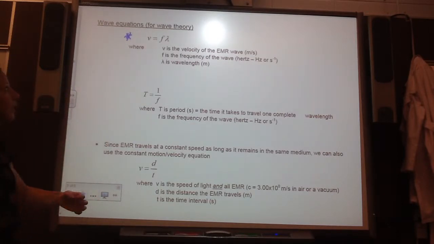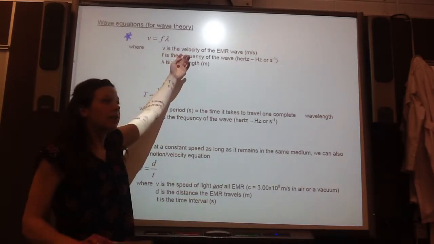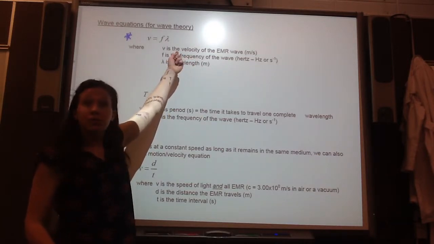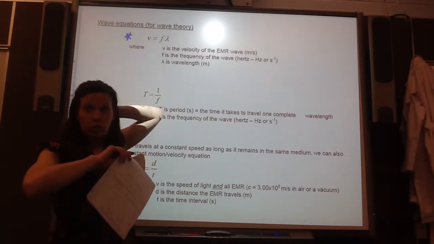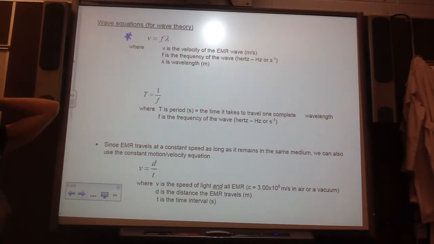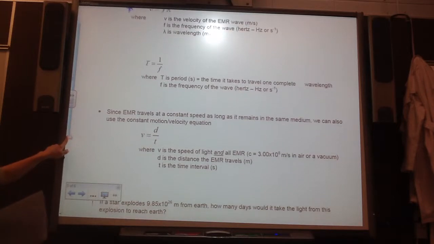Our V is velocity, and generally, always, unless it's giving you an experiment where you have to find the speed of EMR, you use V from your data sheet, which is 3.0 times 10 to the 8, okay? Some questions might say, what's the experimental velocity or something. F is frequency, and that's in hertz, or s to the power of negative 1. And wavelength is in meters. T is 1 over F. F is 1 over T.